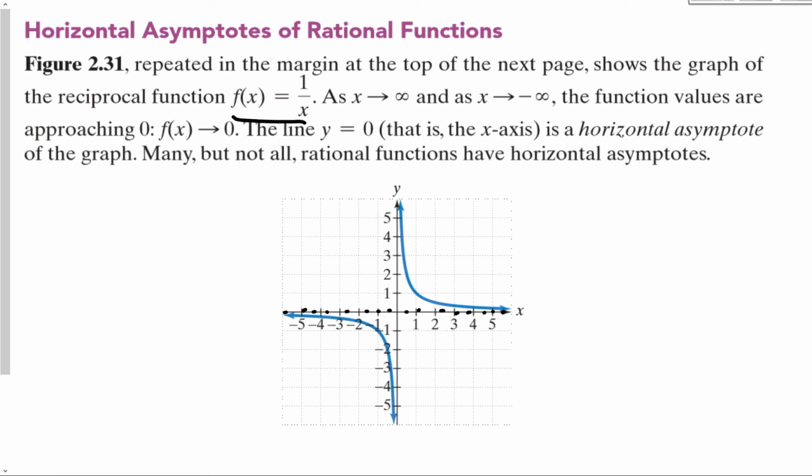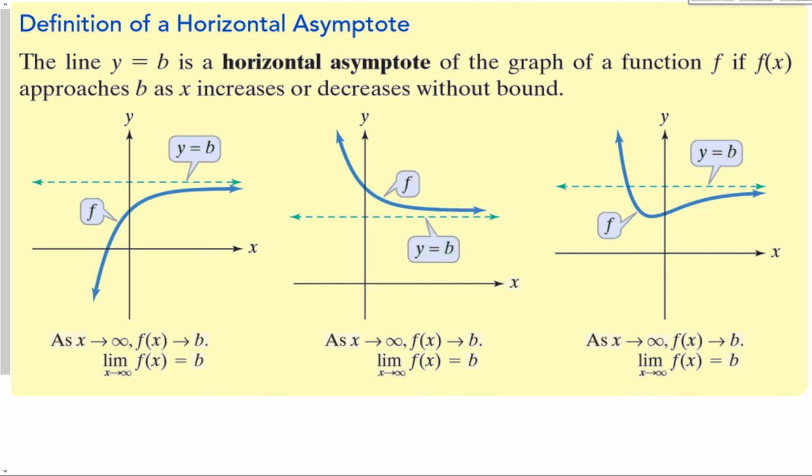Many, but not all, rational functions have horizontal asymptotes. So, what do horizontal asymptotes look like? Instead of the blue graph approaching a specific point, we're going to focus on the end behavior. As x approaches infinity, the function approaches some number b.